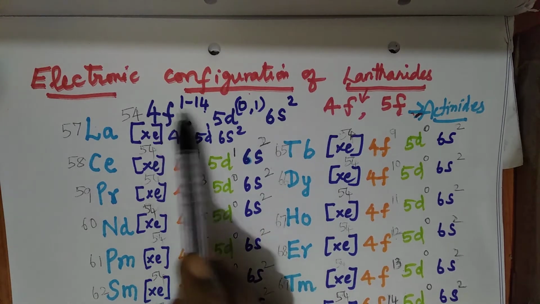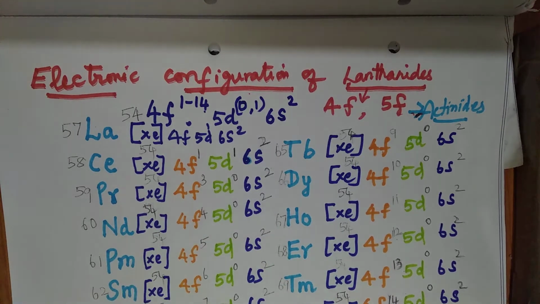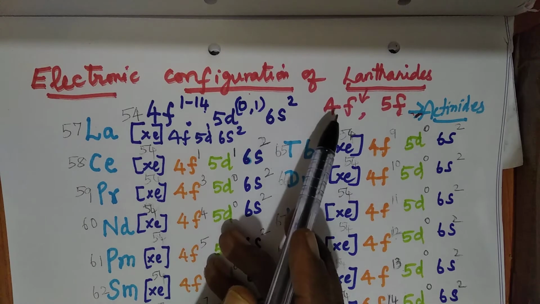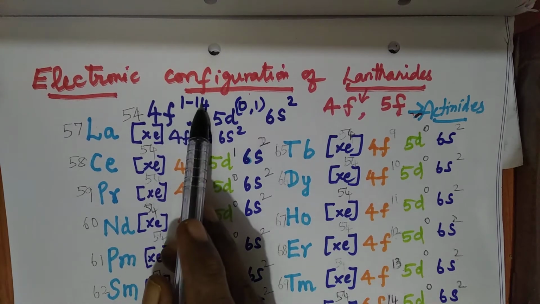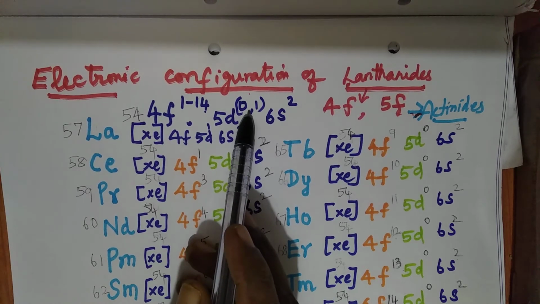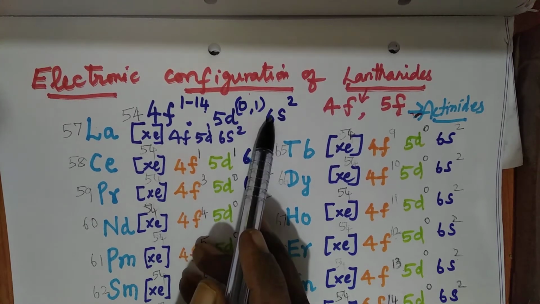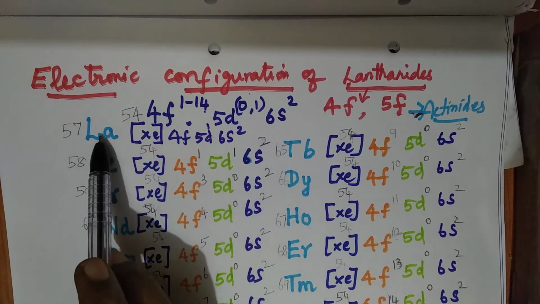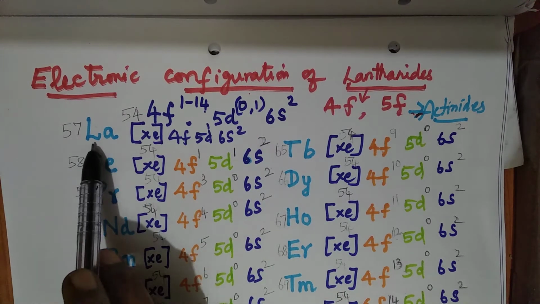I have written down all the names of the elements and symbols of the elements, and we will just go through the names also. The general formula for these 4f block elements is 4f 1 to 14, 5d 0 or 1, and 6s2. First of all, we'll go with the names of the elements with the symbols.